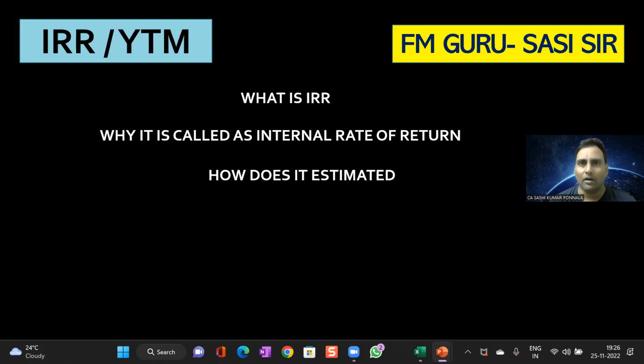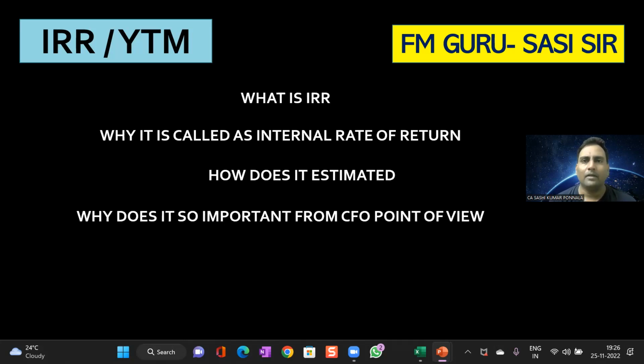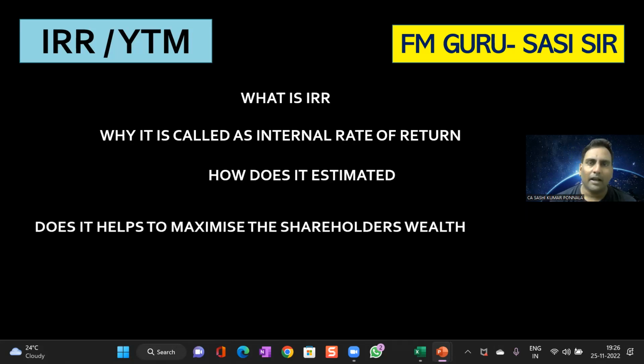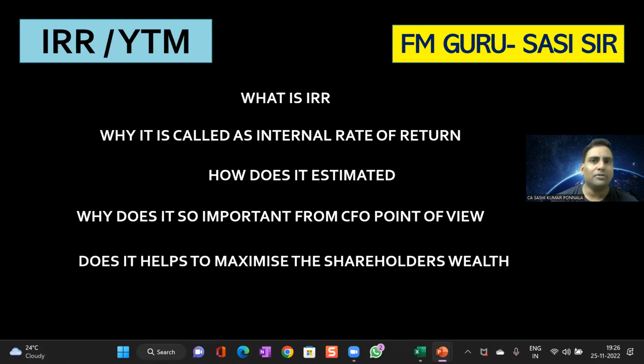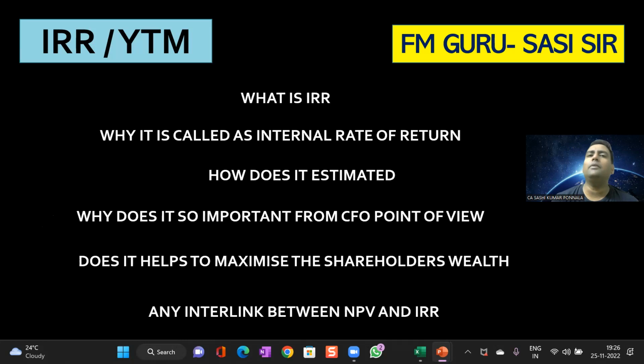Next point, how the computation is done. Next, how it is important from the CFO's point of view. And next point, does it help to maximize one of the core objectives of financial management, that is wealth maximization? And finally, is there any interlink between NPV and IRR? All these points will be discussed with a few examples so that you can understand this concept clearly. So let us start our discussion.